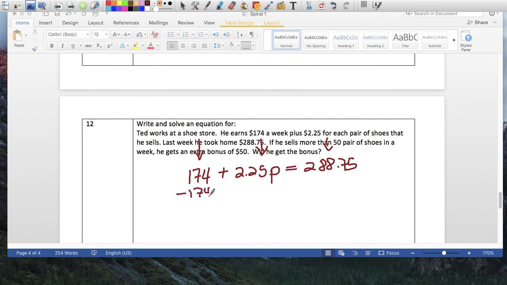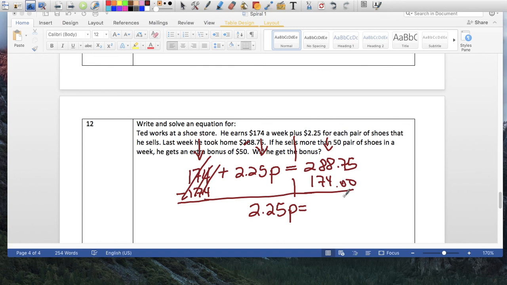So let's remove what he got, which is 174, right? So he gets that no matter what. That's like his guaranteed money per week. So that's gone. So we gotta subtract 174. So we're gonna be left with 2.25p, where p is pairs of shoes. And if you subtract here, you get 75. Bring the decimal down, 4, 1, and 1. So you're left over with $114.75. So that $114.75 he earned as his commission, I guess.